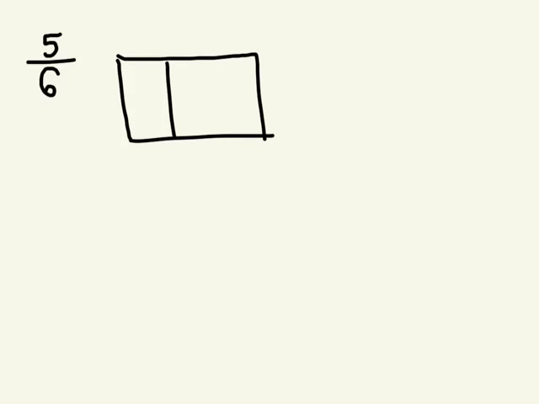Okay, so because the fraction was 5/6, I need to show 5 out of 6 parts. So I'm going to draw a rectangle that has 6 parts. Okay, so here's 1, 2, 3, 4, 5, 6, and I'm going to use 5 counters, 1, 2, 3, 4, 5, to show that I have 5 out of 6 parts.